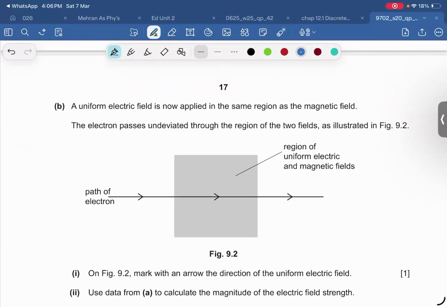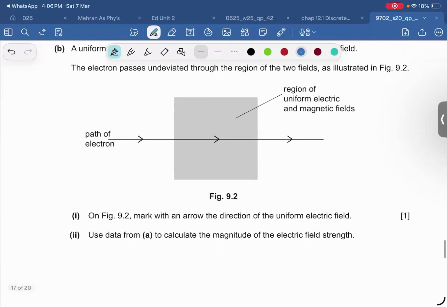A uniform electric field is now applied in the same region as the magnetic field. The electron passes undeviated through the regions of the two fields, as illustrated in figure 9.2. On figure 9.2, mark with an arrow the direction of the uniform electric field.